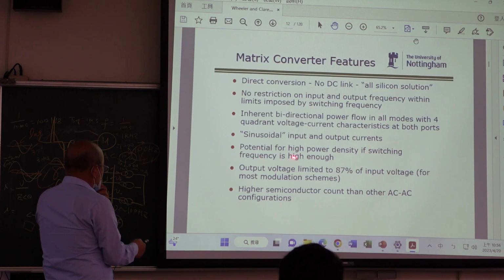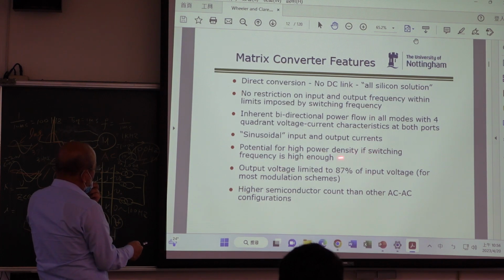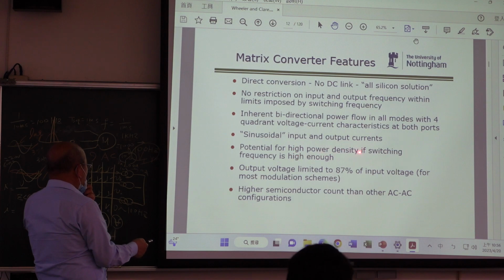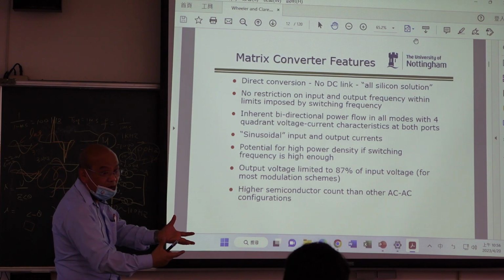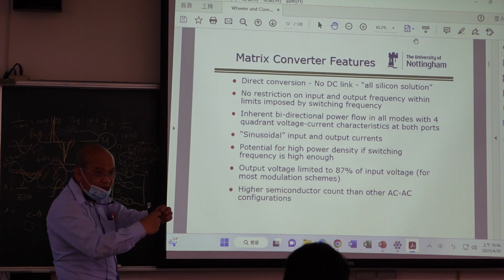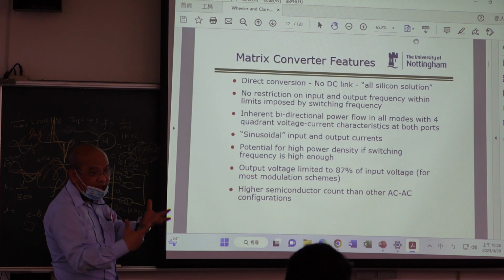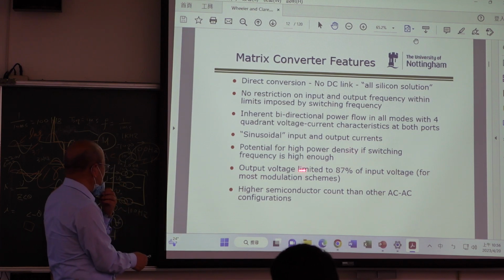Potential for high power density. If the switching frequency is high enough, we can have a very high power density. What is high power density? Small size but creates a lot of power. So do you like this? Small size, huge power? Yes, high power density.